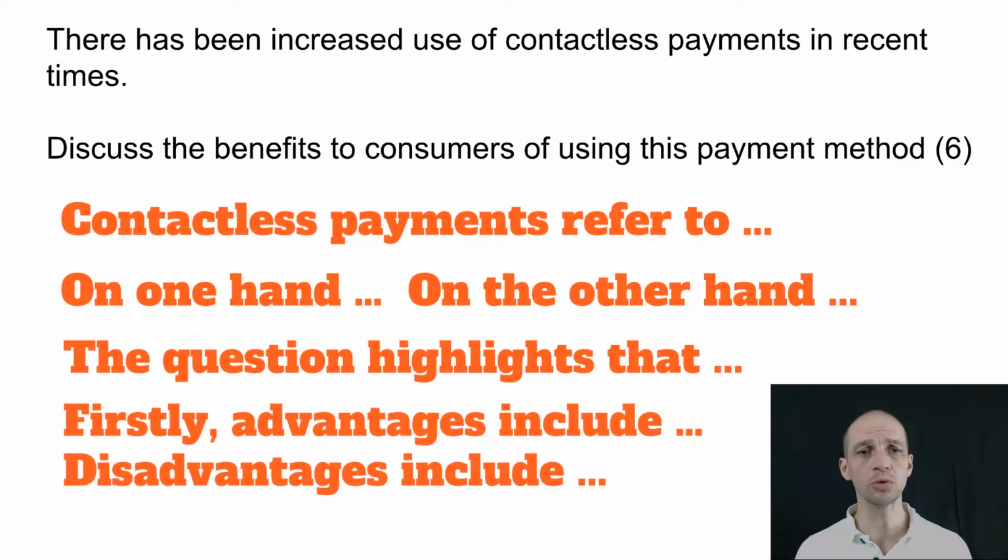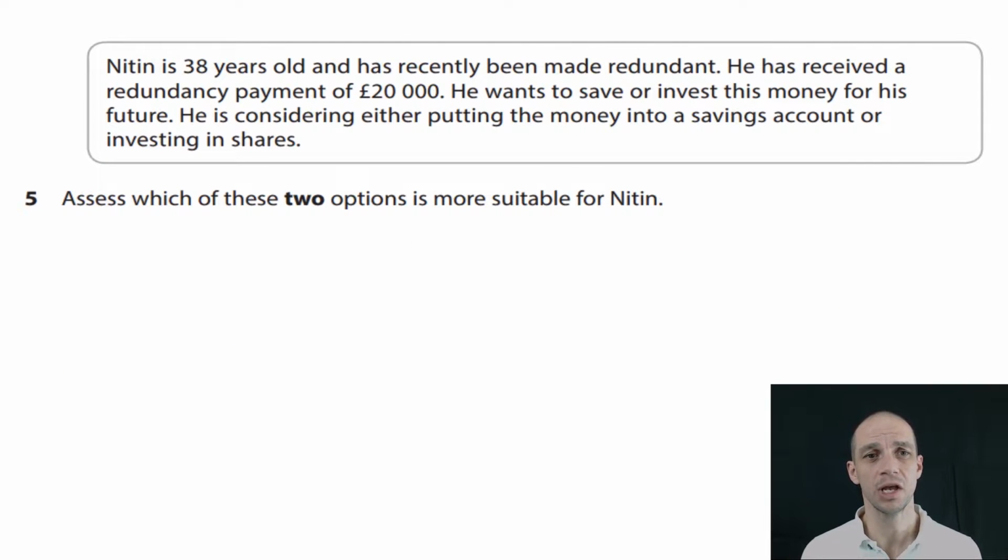Now, the alternative method to on the one hand, on the other hand, is that you go for firstly the advantages, secondly the disadvantages, and you look at those direct areas. So let's move it on.